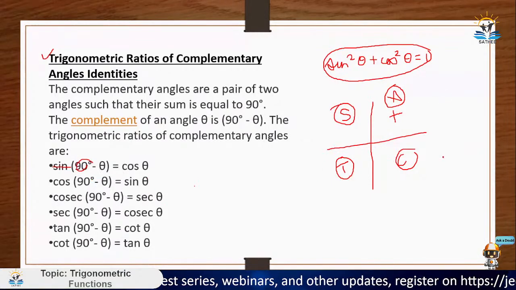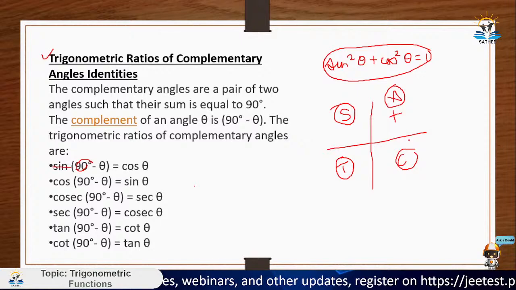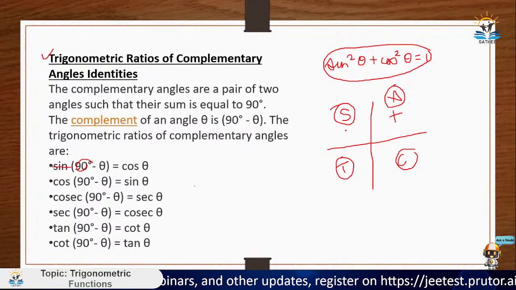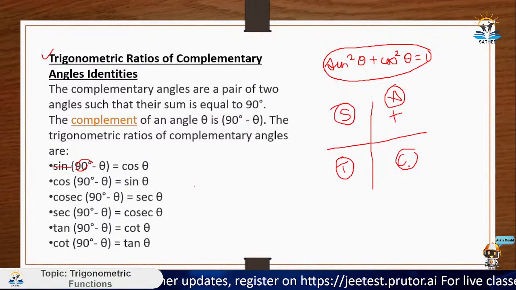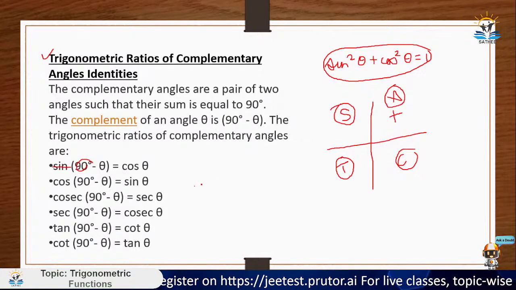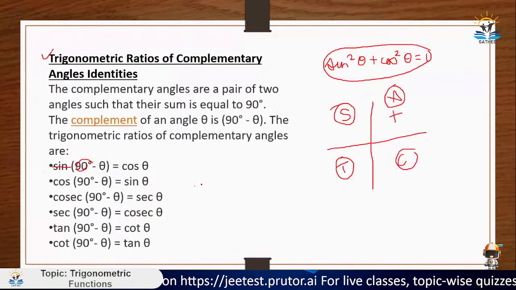So just remember this quadrant rule: add sugar to coffee. Here all are positive, here sine and cosec are positive, here tan and cot, and here cos and sec. Okay, so I hope you are getting the feel of this. Moving ahead.